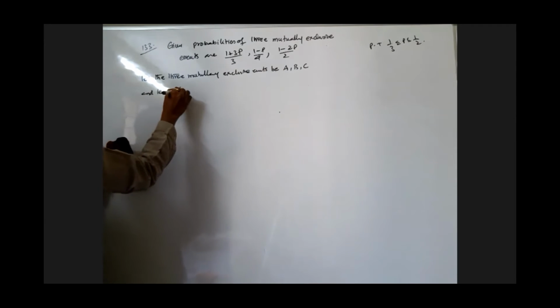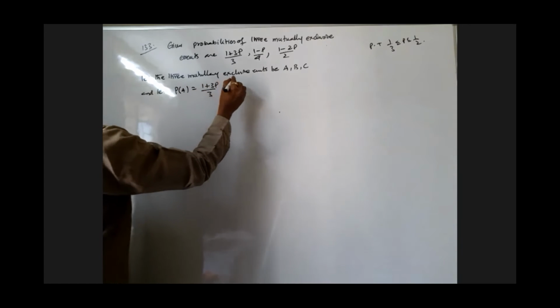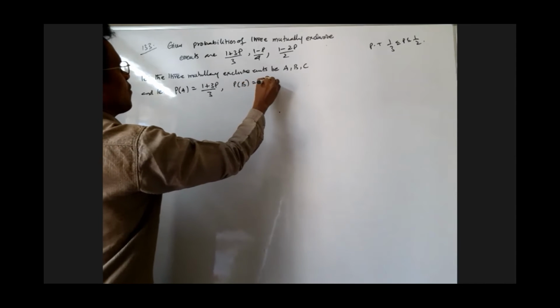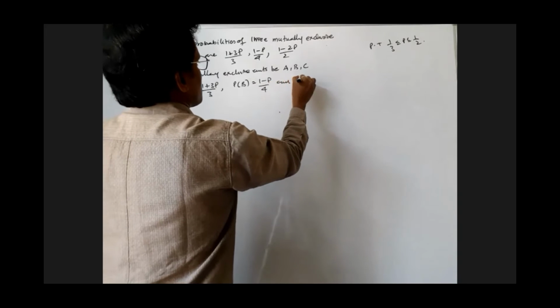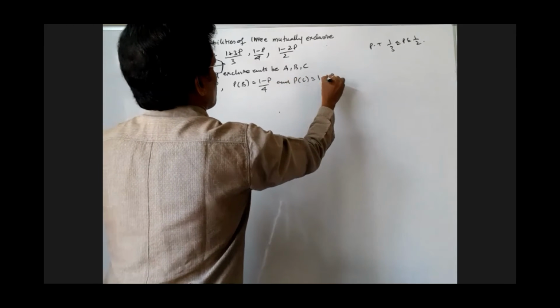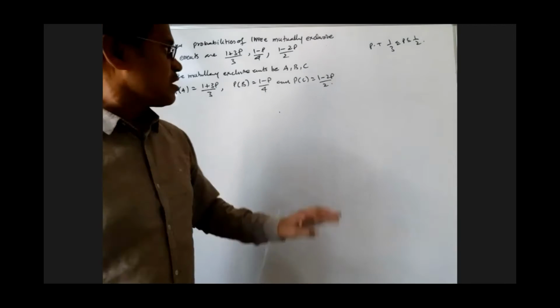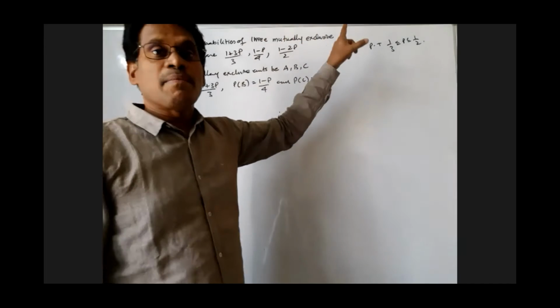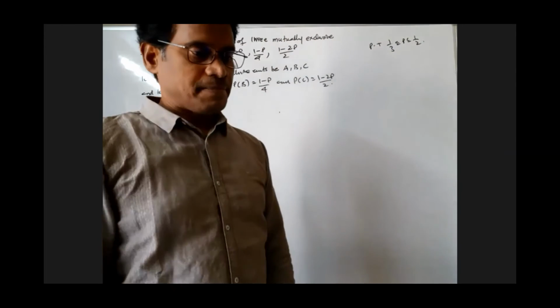And let the probability of the first event A be 1 plus 3p by 3, my dears. The probability of B is equal to 1 minus p by 4. And the probability of C is equal to 1 minus 2p by 2. Actually, these are the probabilities of the three events. But they are asking about the constant p. The constant p must lie between 1 by 3 and 1 by 2. That we have to prove, my dears. Okay. Yes, my dear. What is your opinion, my dear?